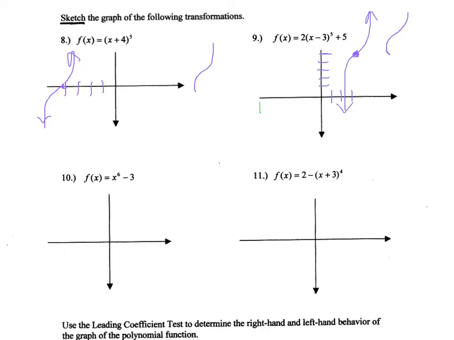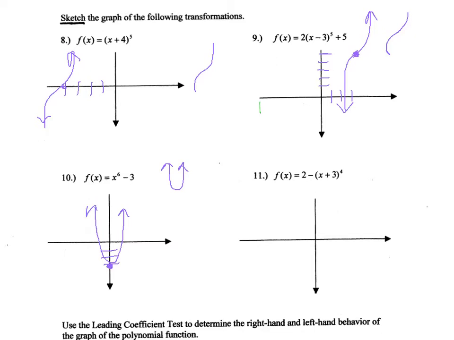For number 10, we have x to the sixth minus 3, and we know that x to the sixth looks like a very narrow parabola. And since we have a minus 3 in the back, we know that its vertex will be at 0, negative 3, and then we'll have a very narrow parabola going through that.